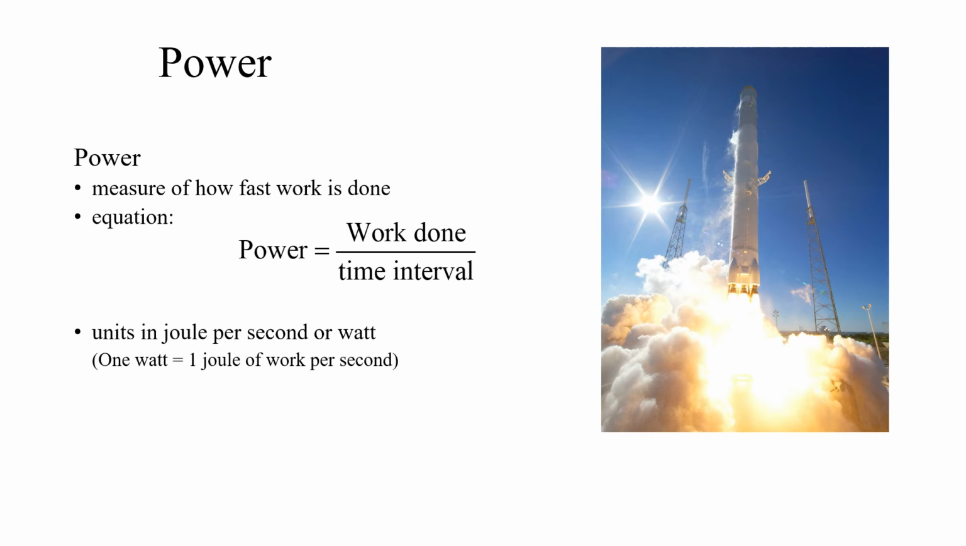All right, now we're going to introduce a new term, and this is called power. Power is a measure of how fast work is done. So the amount of work itself is important, but the rate that you can do the work is also important. So look at a simple example.